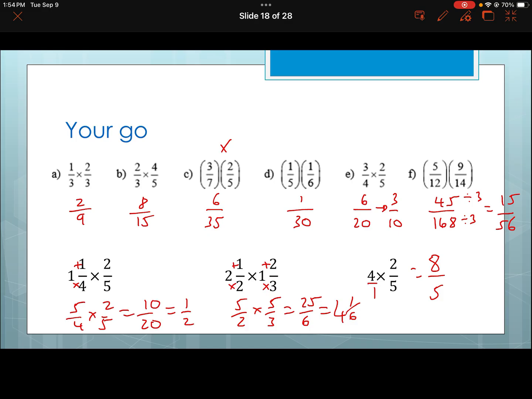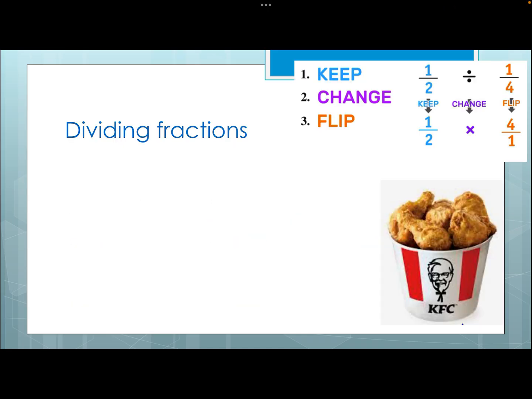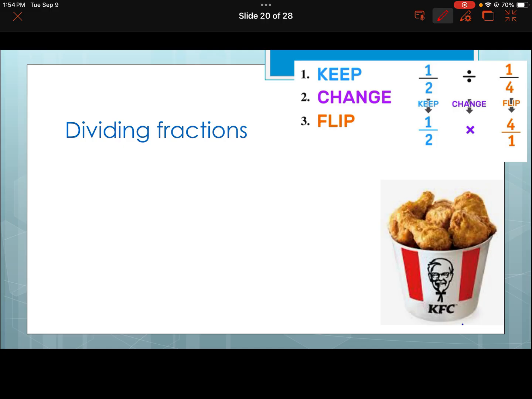Now we're going to talk about division. So, I appreciate the idea that I've spoken about pizza so far, and I've talked about KFC so far. If this was before lunchtime, or you haven't eaten yet, I am sorry.